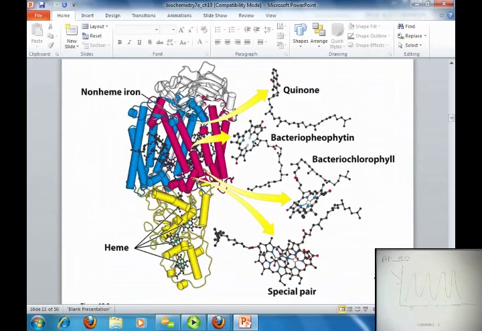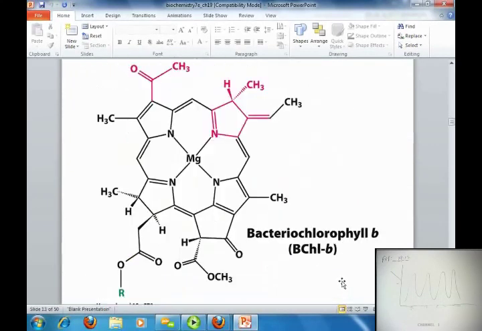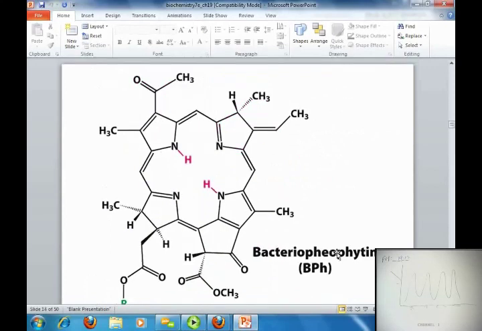Now you can see the molecular cartoon, the molecular structure: non-heme iron and quinone, bacteriopheophytin and bacteriochlorophyll, heme molecule, special pair. These are the structures. And then bacteriochlorophyll, the same thing, how the pigment looks, the chemical structure, the biochemical structure.